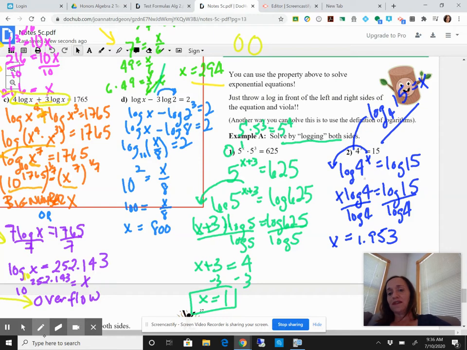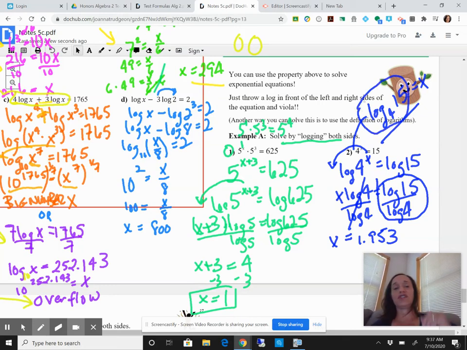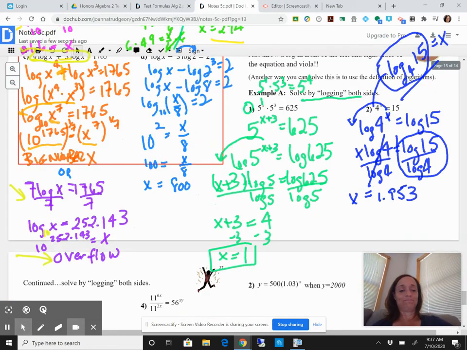Notice, especially if you're a TI-83 person, you might notice that is the same thing as this. If you use the change of base property, those two things are the same thing. So it all kind of works out well.